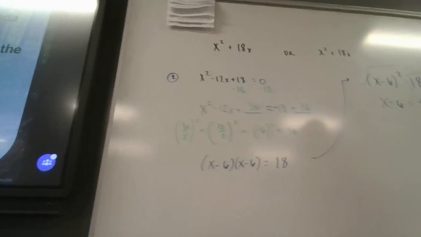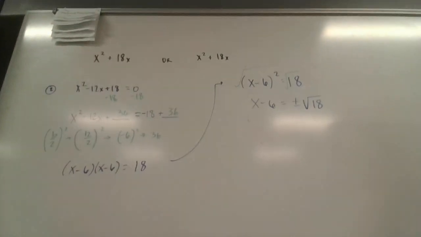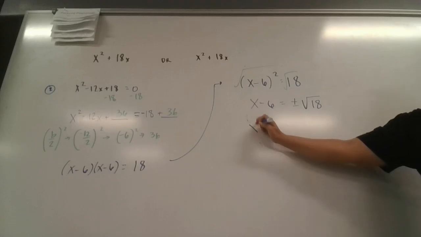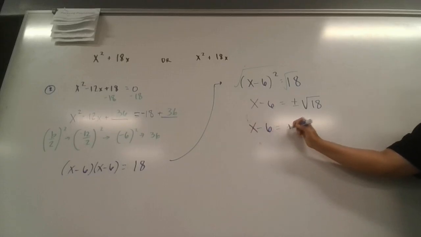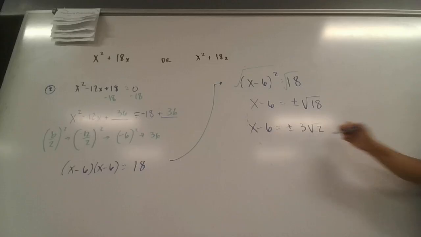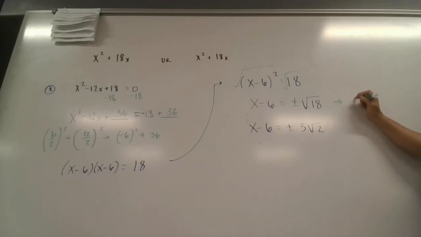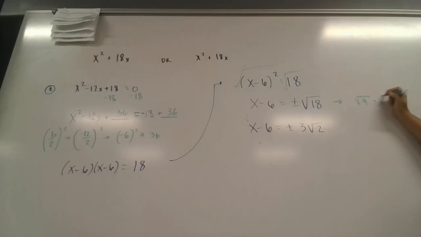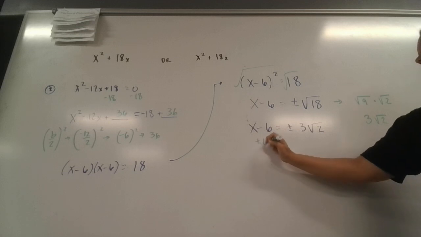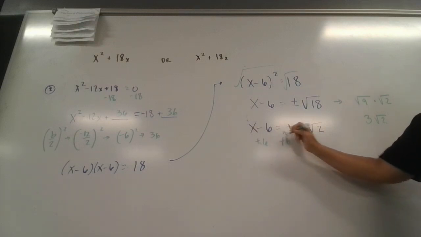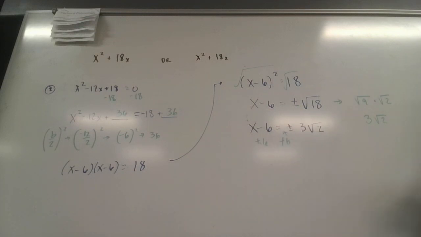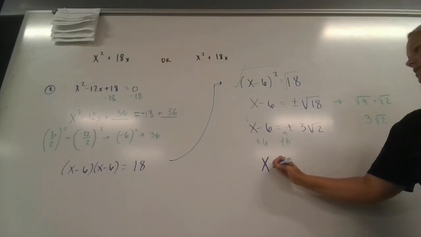Ooh, 18, should it be 18? Yeah, 18 can be rewritten. Yep. 18 is the same as 3 square root 2 because I'm thinking about it as 9 times 2. And then add 6, and the 6 goes in between the equal and the plus or minus. And here's our answer.